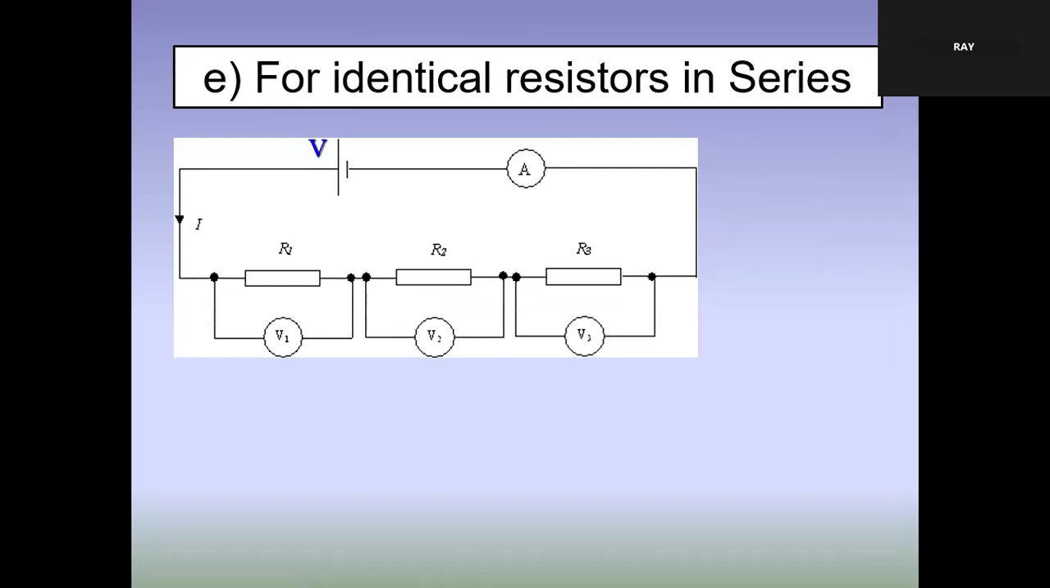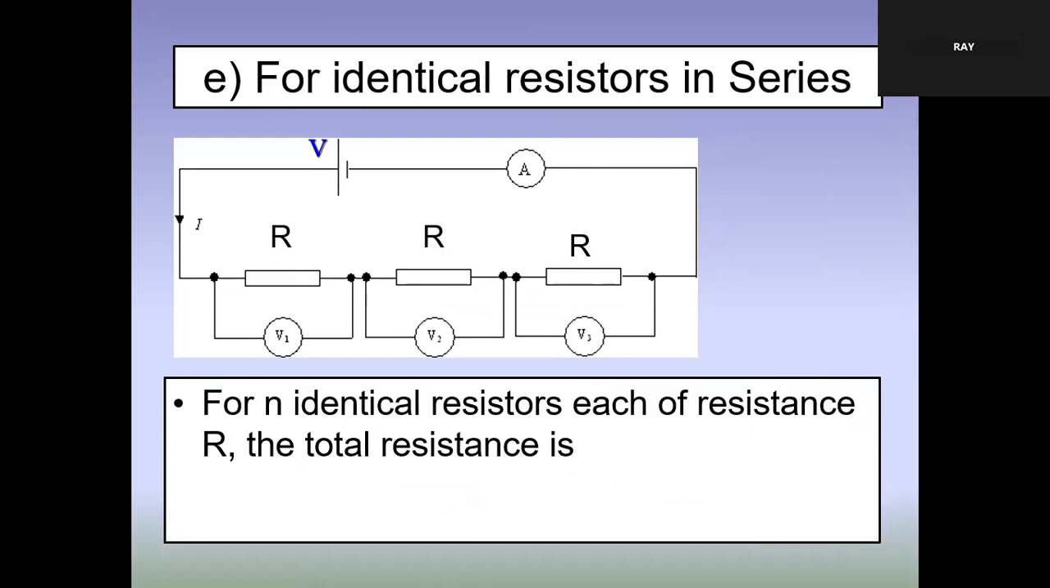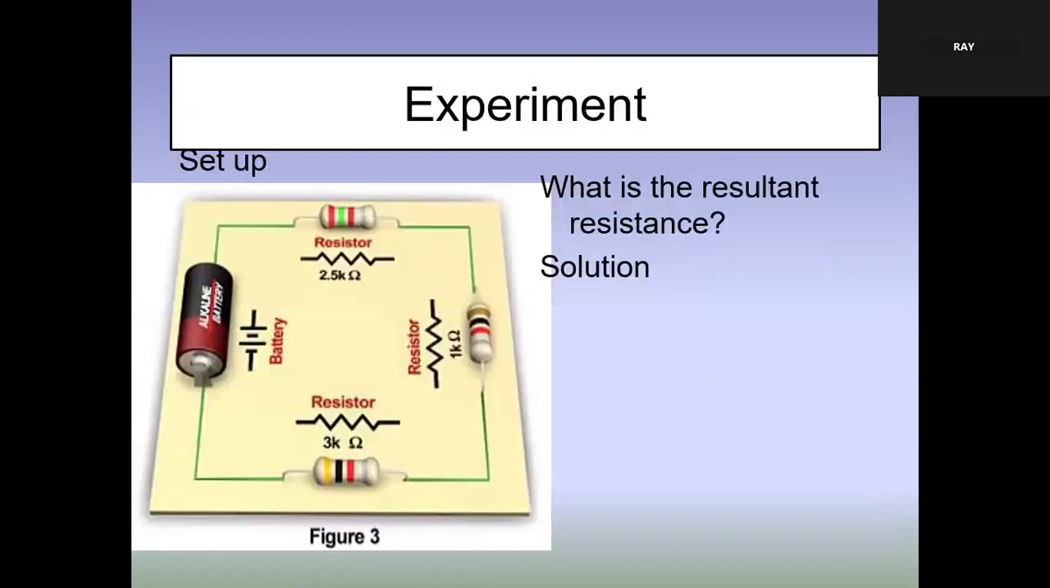For identical resistors in series, all of them have the same value. For n resistors, each of resistance R, total resistance is nR. What's the resultant resistance? Okay, try this one for me. What's the total? This is a simplified one, your SPM one. What's the value?